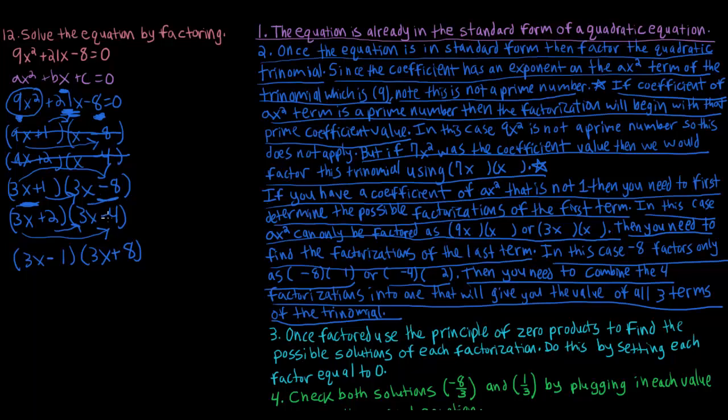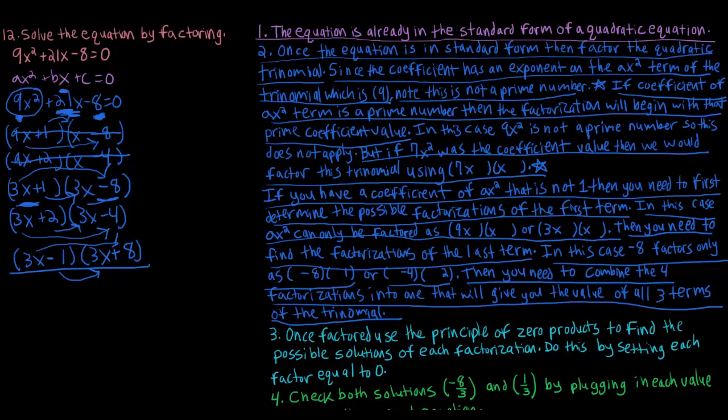So instead of positive 1, we can have minus 1, and instead of minus 8, it can be plus 8. Now if we multiply -1 times 8, we get -8, our last term. Then 3x times 8 is 24x, and -1 times 3x is -3x. 24x plus -3x is just 21x, which is our middle term. So this right here is our factorization.